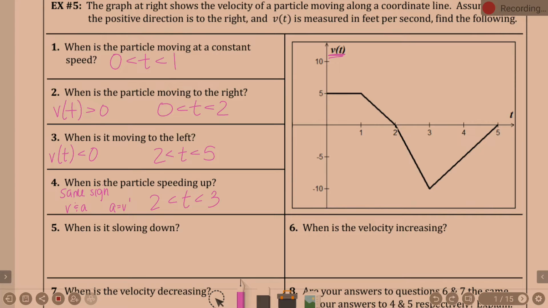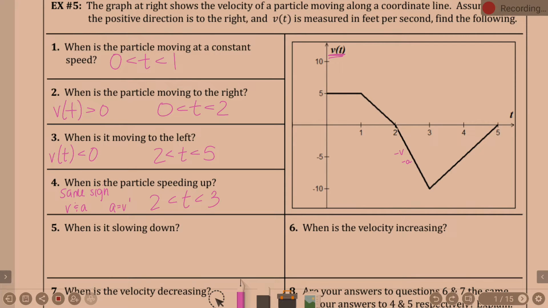From 1 to 3. And that is not from 1 to 3. 2 to 3. From 2 to 3? Right here, because my velocity is negative because it's below the x-axis. My acceleration is negative because it has a negative slope. So in this section, we have negative velocity and negative acceleration. So that was for speeding up.